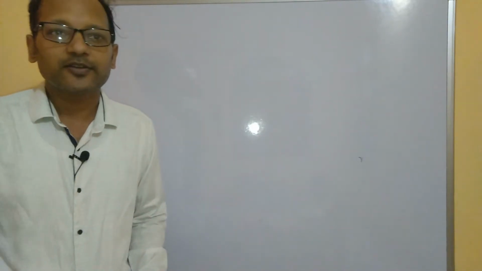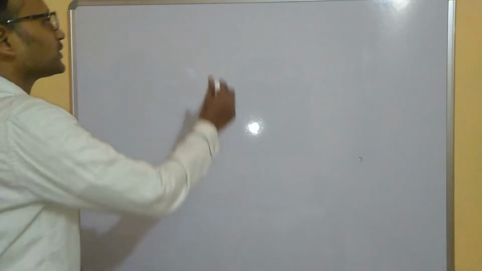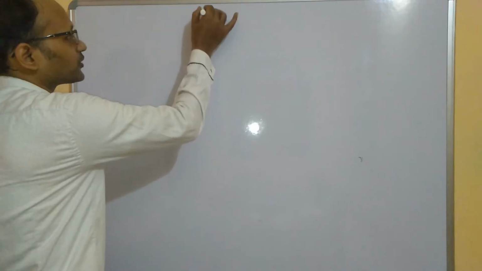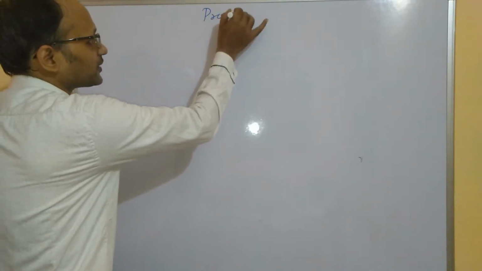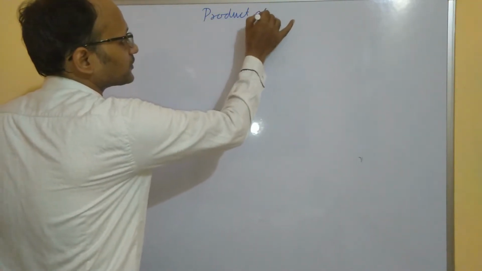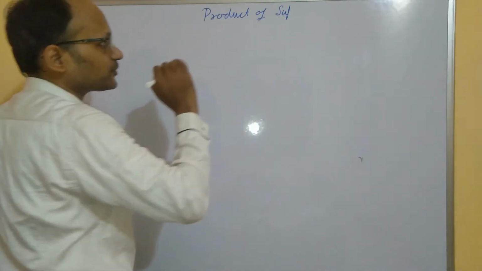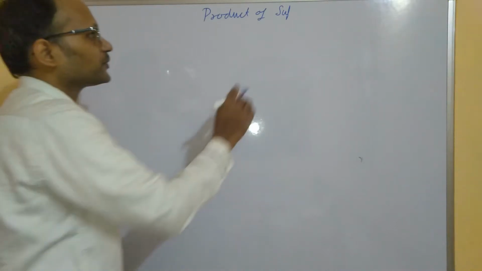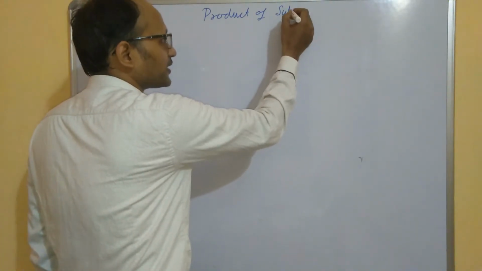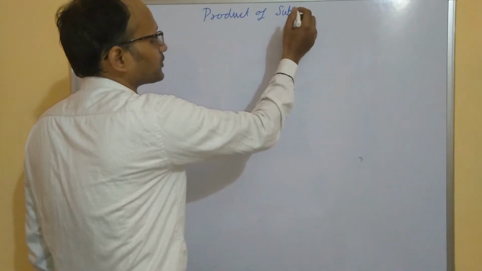Now in this lecture we are going to define the product of subgroups, and we will see that the product of subgroups need not be a subgroup. We will also determine under which condition the product of subgroups will be a subgroup, and we will also determine what will be the order of the product of subgroups.